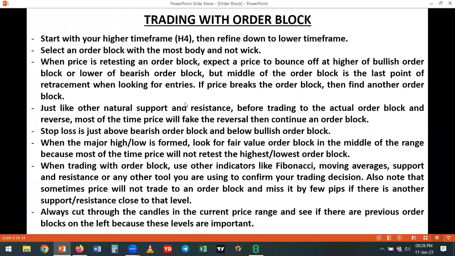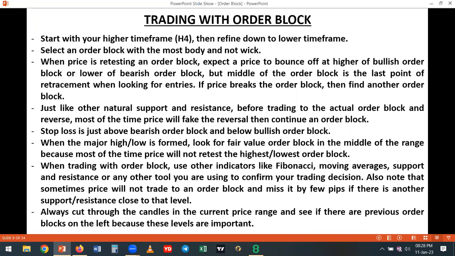How to trade with order block? You start with higher time frame, H4. Me, I prefer starting with daily time frame. Then from there, you refine to 4 hours time frame, 1 hour and lower as you can go. Select an order block with the most body and not weak. This is exactly what I did practically.